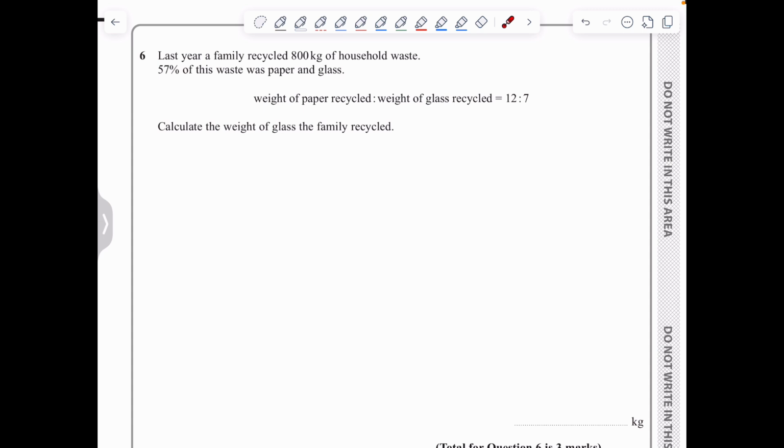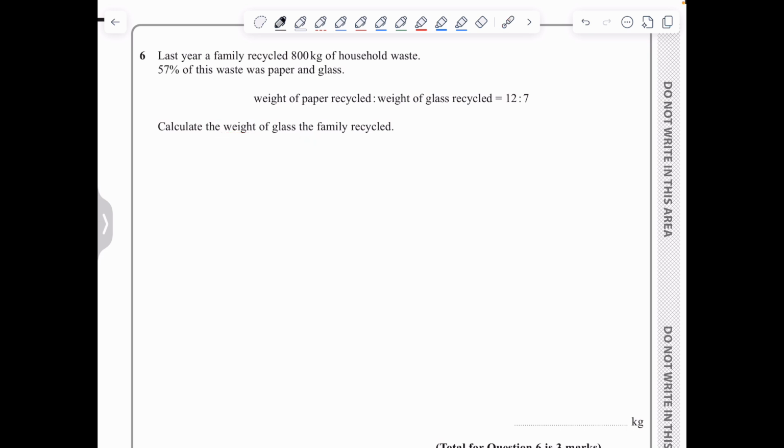In question 6, we are told that last year a family recycled 800 kilograms of waste. Now 57% of this waste was paper and glass, and the weight of paper recycled to the weight of glass recycled is 12:7, and we need to calculate the weight of glass the family recycled.